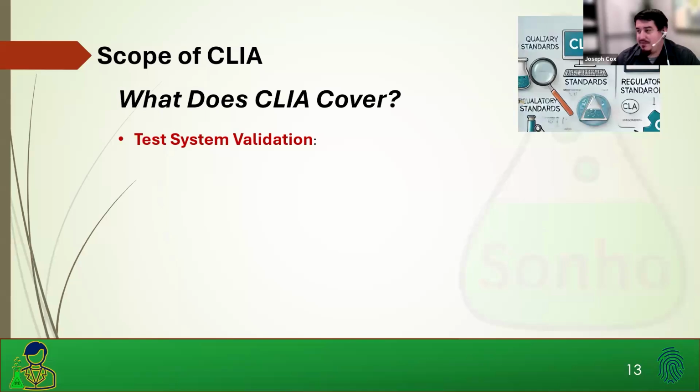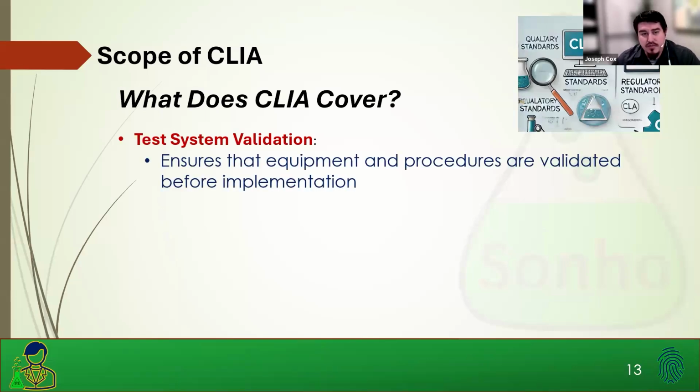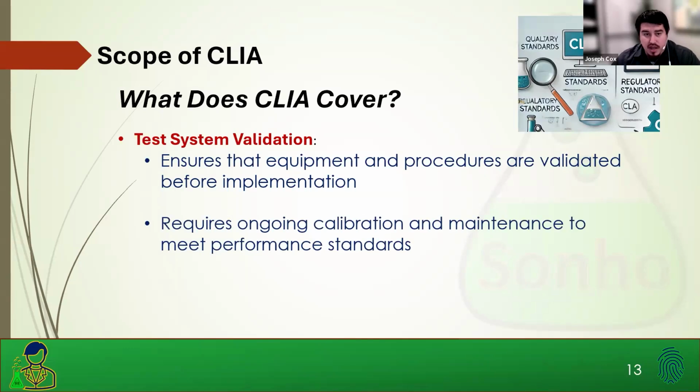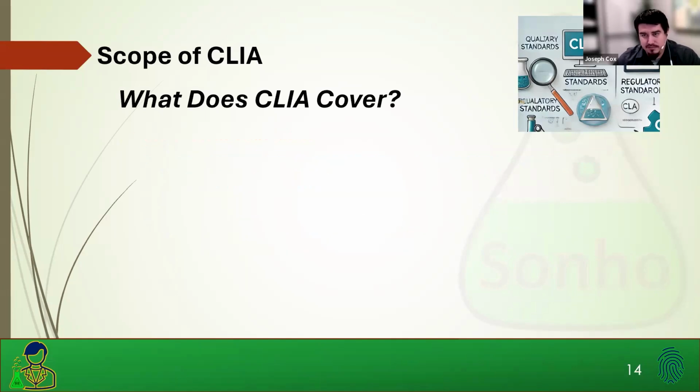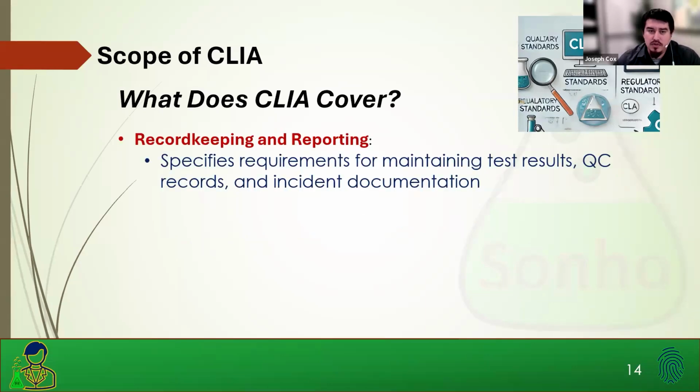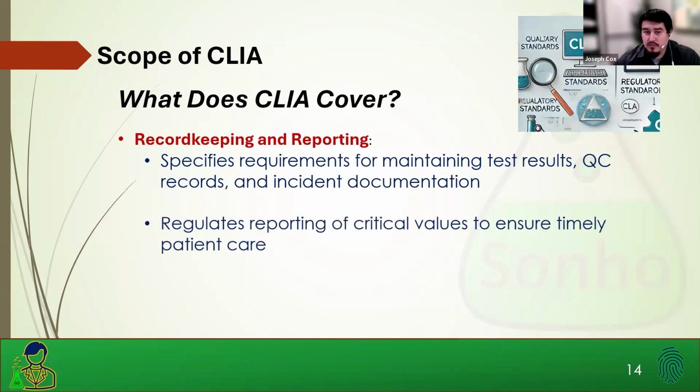Also, CLIA covers test system validation to ensure that equipment and procedures are validated before implementation, and requires ongoing calibration and maintenance to make sure that they're meeting performance standards. So CLIA also ensures that your test systems have been validated and that they're using proper calibration and maintenance to maintain those standards, as well as record keeping and reporting. Specific requirements for maintaining test results, QC records, and incident documentation. So CLIA has specific rules for how long you must maintain your records, as well as reporting records, as well as reporting critical values to ensure timely patient care.